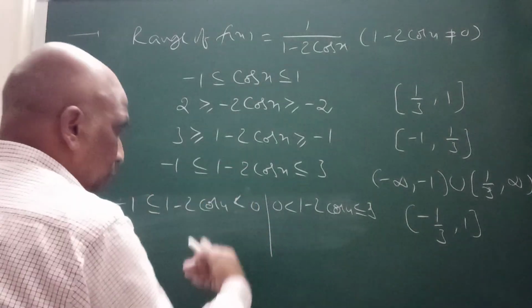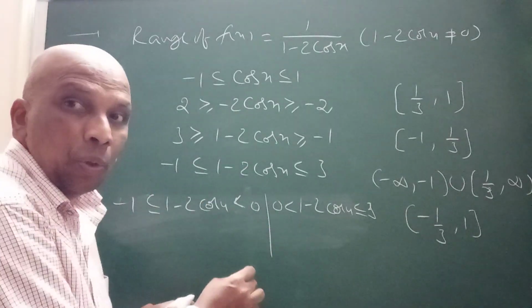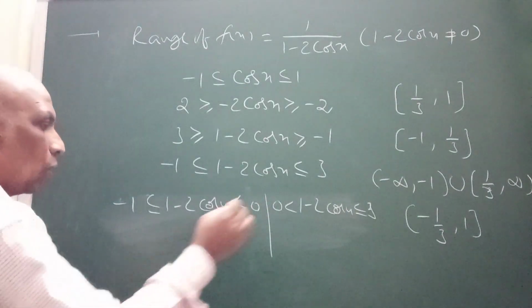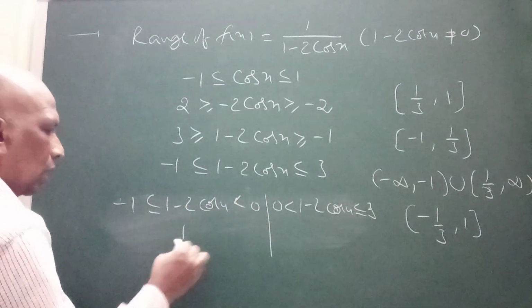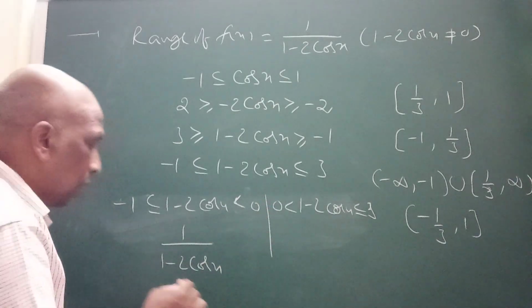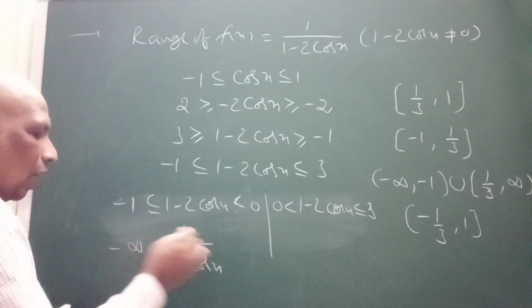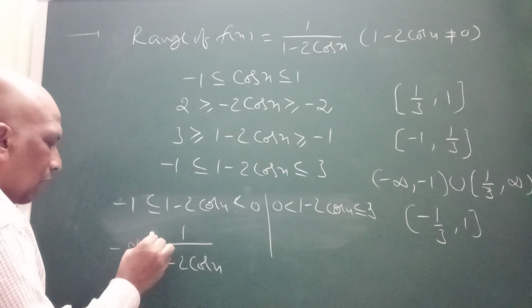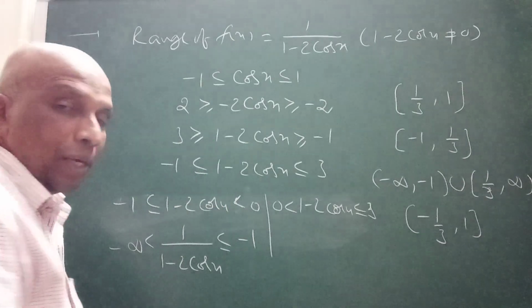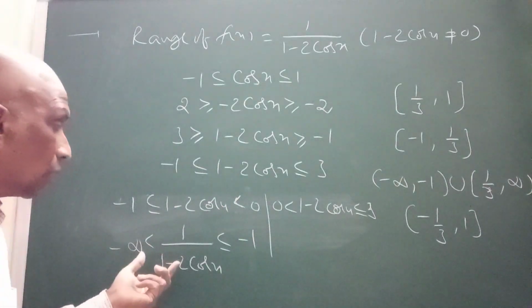If you take the reciprocal of this, 1 by 0, but you are approaching 0 from the left, this will become minus infinity. So if I take the reciprocal of 1 by 1 minus 2 cos x, it will become minus infinity. I will get minus infinity less than or equal to the reciprocal, which is minus 1. Correct? You should be careful here.